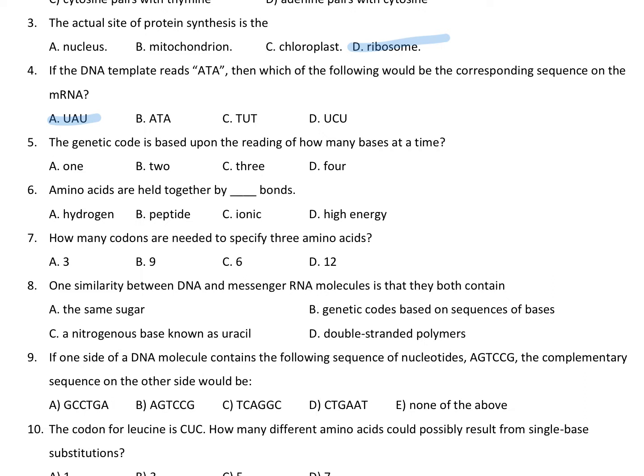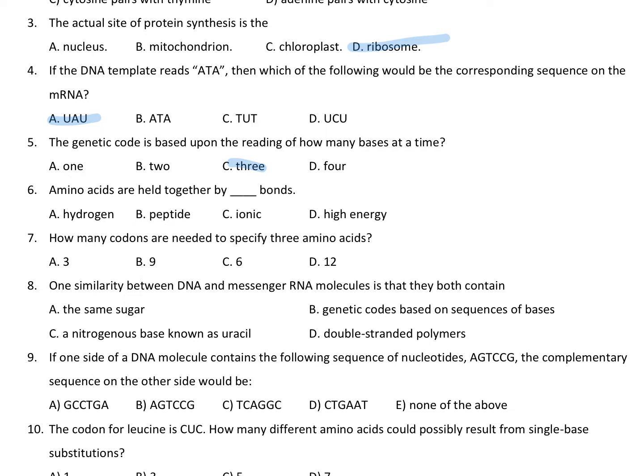All right, genetic code is based upon the reading of how many bases at a time. That's going to be 3, so that's your triplet, codon, anticodon. Right, triplet from the DNA, codon in the mRNA, and anticodon in your tRNA.